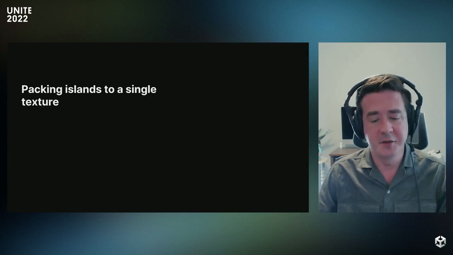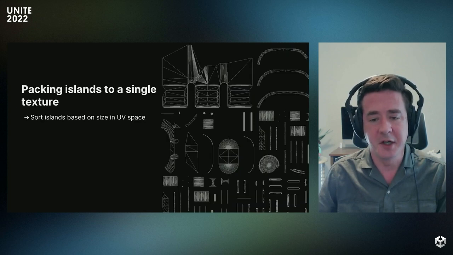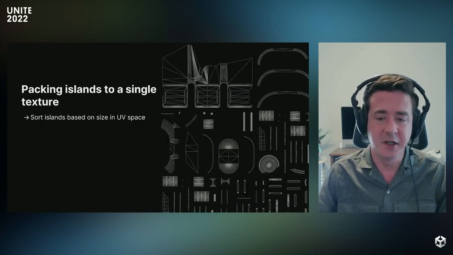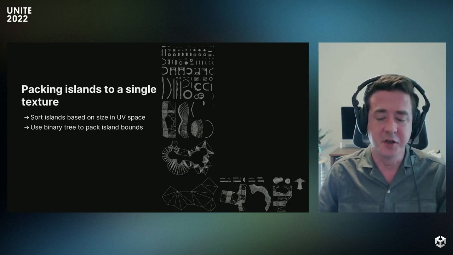So, packing islands to a single texture. Now we have all of our islands split up. We can sort them based on their bounding box in UV space, largest first. And then we can use a binary tree to pack those islands into our texture. So largest goes to the bottom left, and then it basically fills out from there.